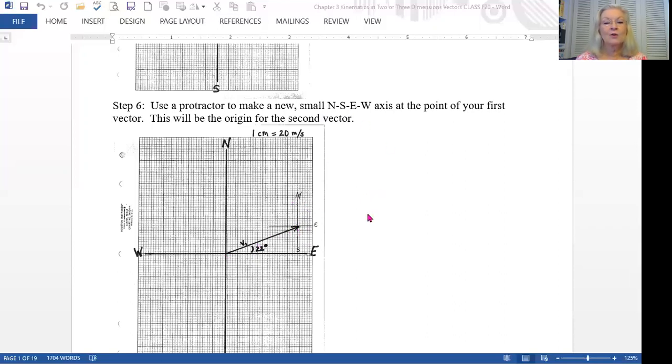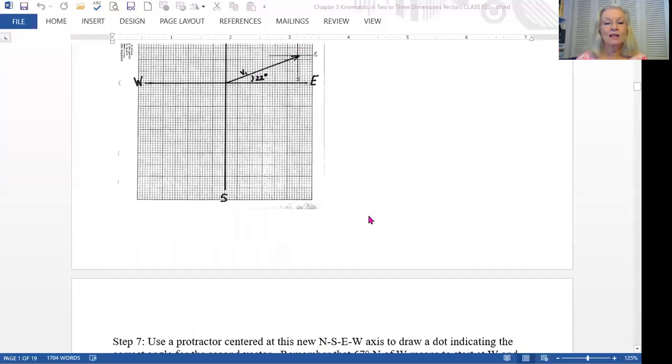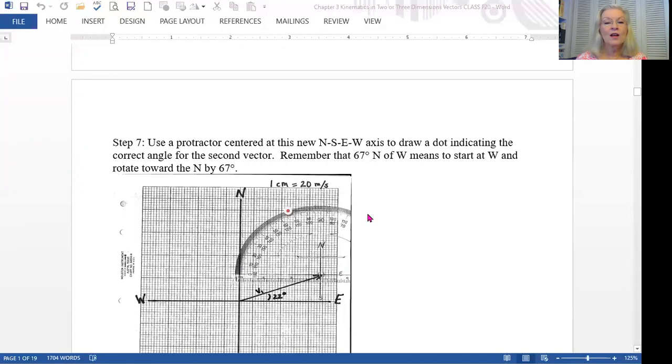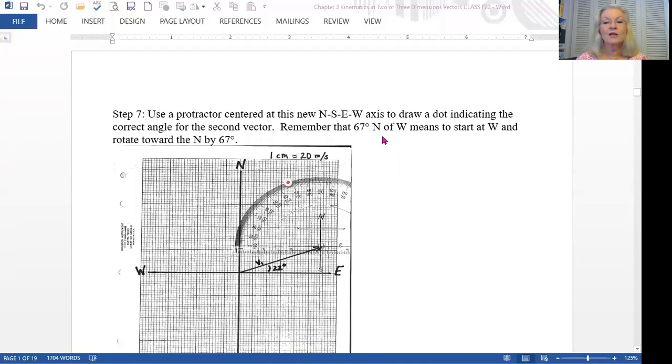So we've got our north, south, east, west coordinate system drawn in. We know that our angle is 67 degrees north of west. So we put down our protractor. The origin lines up with our new north, south, east, west coordinate system. So the little dot in the center and the line follows north, and this east-west lines up with 0. You want to be careful about that.